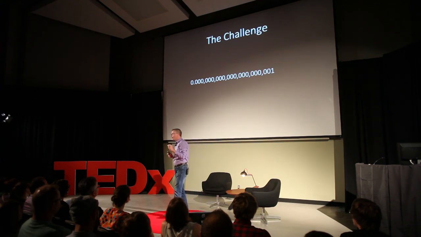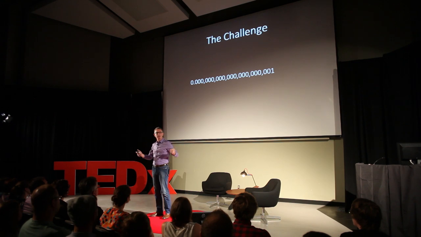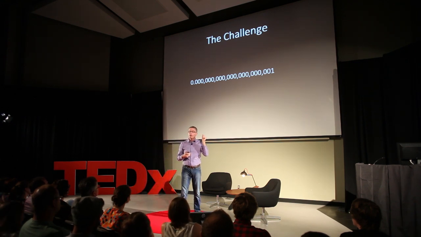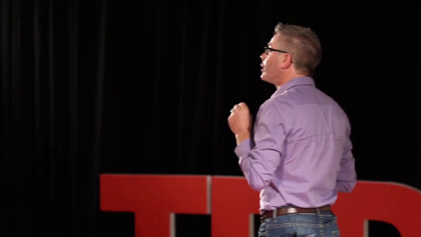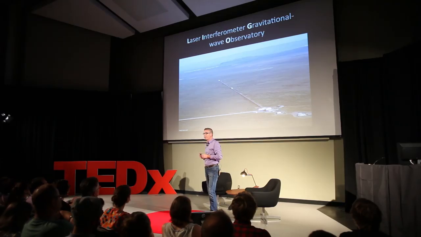That's a comparison between the size of an atomic nucleus and a mile. Or the thickness of a human hair to the distance to Alpha Centauri, which is more than 3 light years away. It's incredibly small. And yet, scientists believe that they can build instruments to measure gravitational waves at just this level.